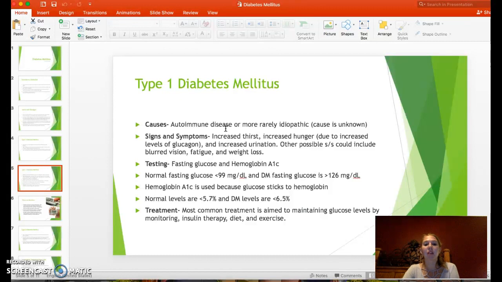So hemoglobin A1C is used because glucose sugar actually sticks to hemoglobin. So during the blood draw, they're going to look at your hemoglobin and your levels of hemoglobin A1C. Normal levels are less than 5.7%. And in people with diabetes mellitus, levels are going to be greater than 6.5%. And then for treatment, the most common treatment is aimed at maintaining those glucose levels by monitoring, insulin therapy, diet, and exercise.